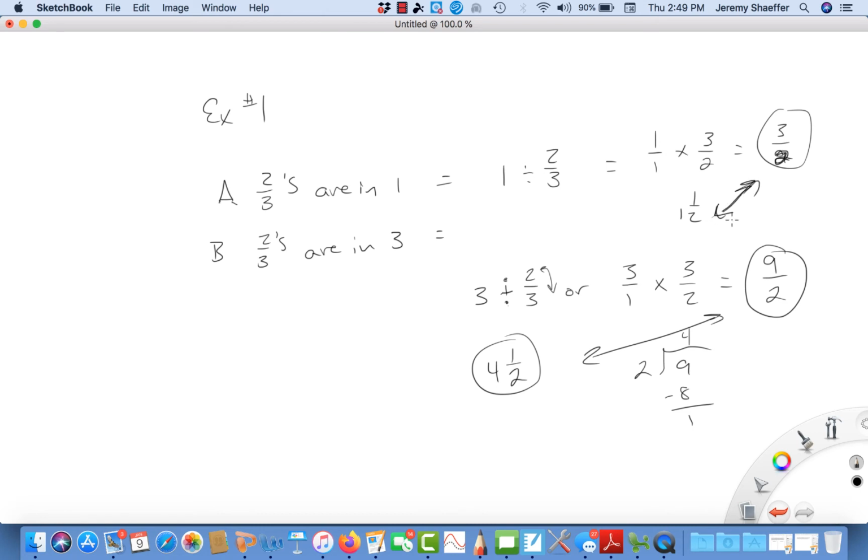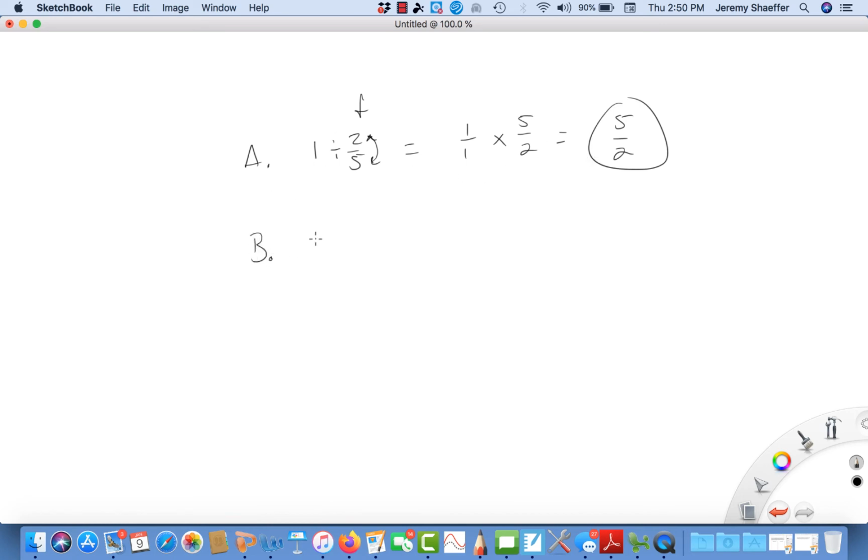Okay? So hopefully that's not too difficult. Let's look at example 2, which is a similar thing. A says 1 divided by 2/5. Well, what that really means is 1 over 1 times the reciprocal, right? Every time we divide, we flip the second fraction upside down. So it's going to be 5 over 2. What does that equal? 5 over 2. Not hard math there.